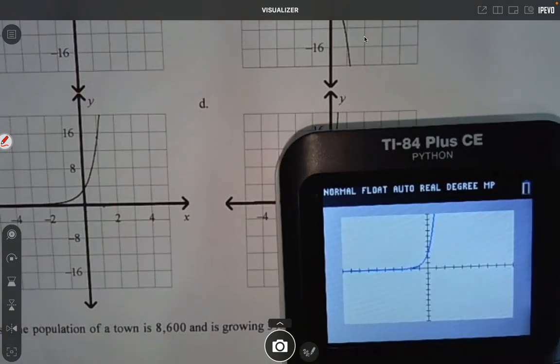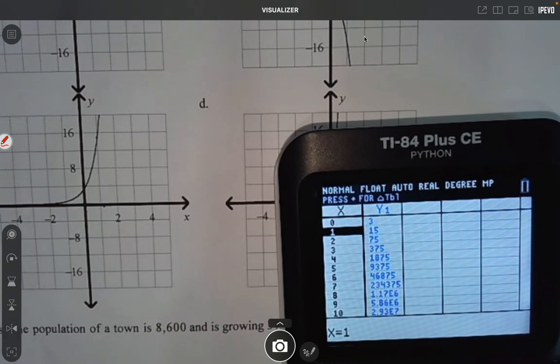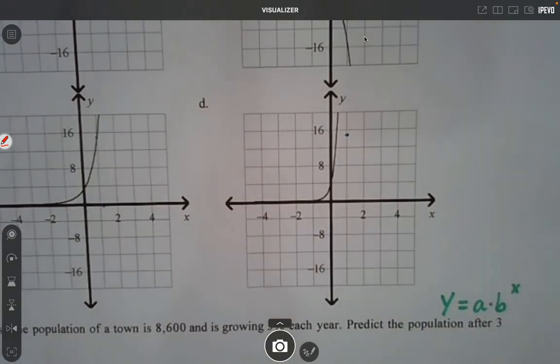If you forget how to look at your table tomorrow, you can just ask me, but you just press second graph, and that will help you tell the difference. Don't forget to look at that.